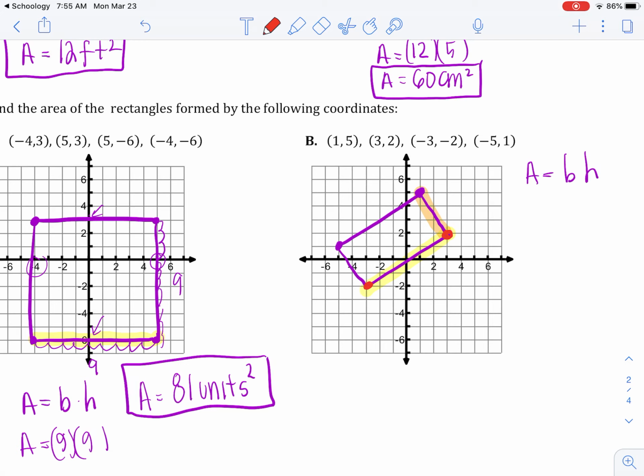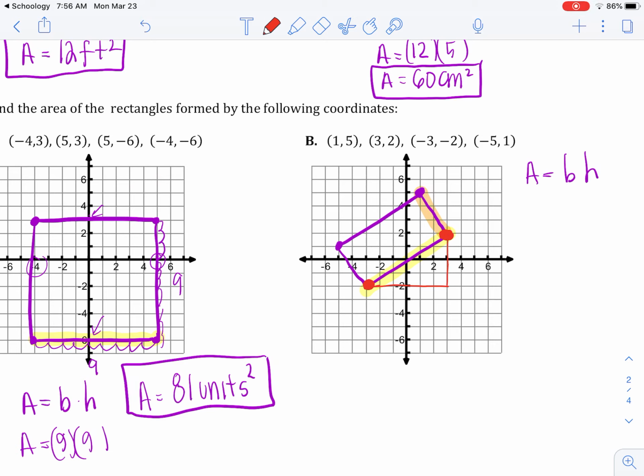I can go from this point to this point, instead of going diagonally, I can go vertically and horizontally. So I'm going to start off at this point on the left right here, and I'm going to connect it to this point right here with the vertical and horizontal line.